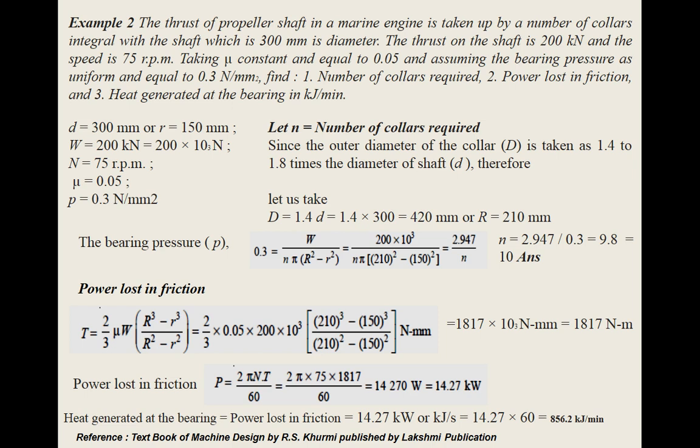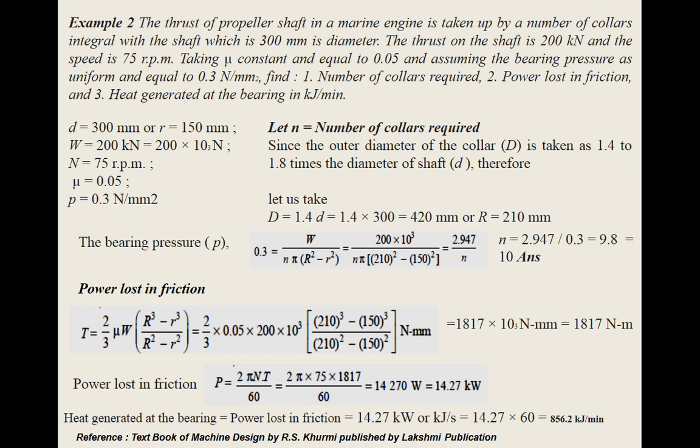Now taking mu, the coefficient of friction, as constant and equal to 0.05, and assuming the bearing pressure as uniform and equal to 0.3 Newton per mm square. All the values are given. Mu is 0.05, bearing pressure p is 0.3 Newton per mm square. You have to find the number of collars required, power loss in the friction, and heat generated at the bearing in kilojoule per minute.